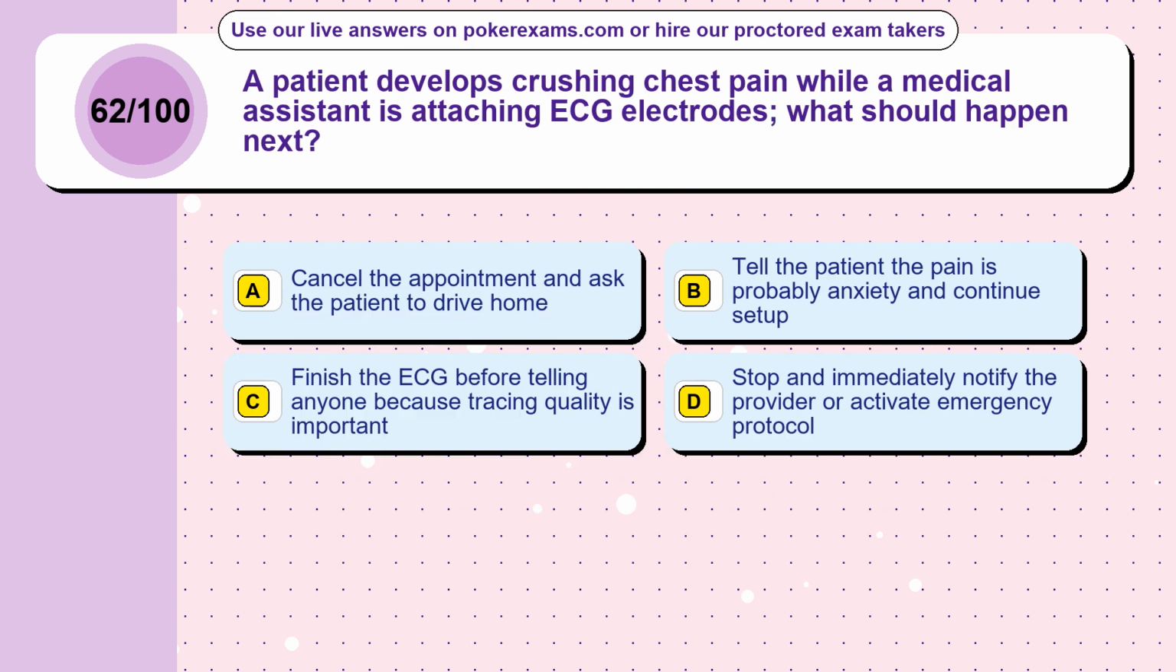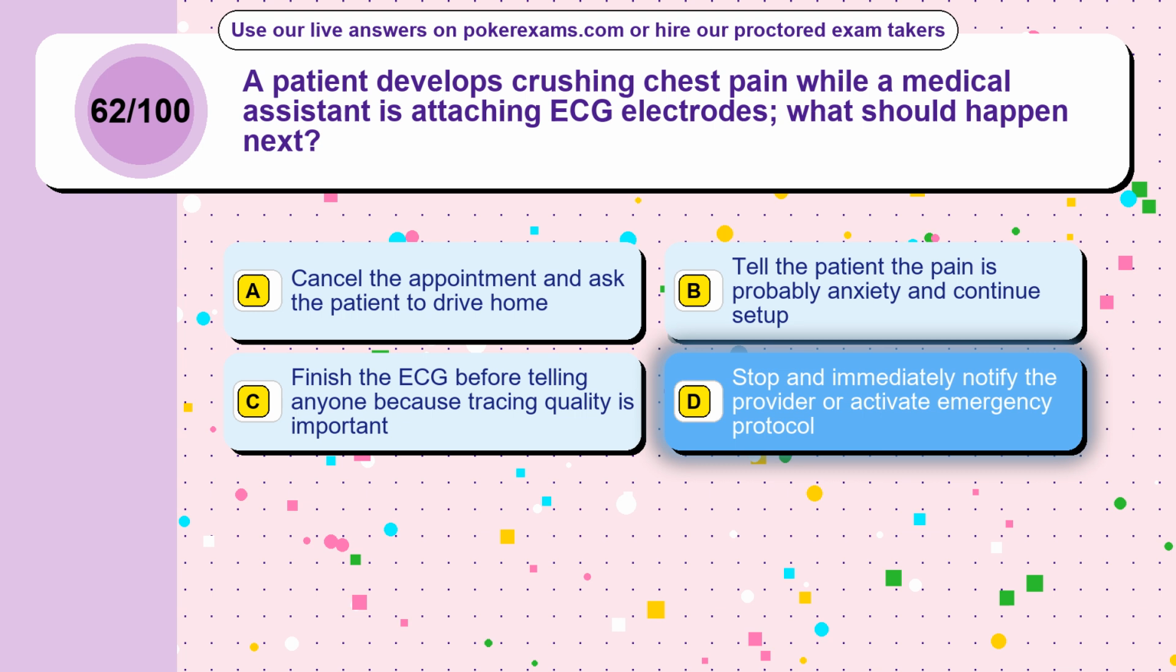Question 62. A patient develops crushing chest pain while a medical assistant is attaching ECG electrodes. What should happen next? Option A. Cancel the appointment and ask the patient to drive home. Option B. Tell the patient the pain is probably anxiety and continue setup. Option C. Finish the ECG before telling anyone because tracing quality is important. Option D. Stop and immediately notify the provider or activate emergency protocol.